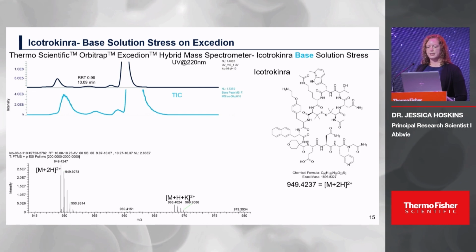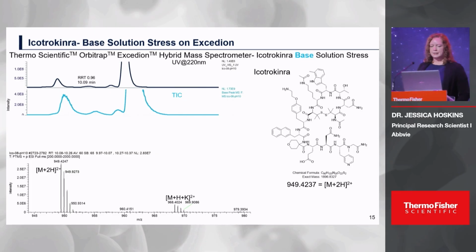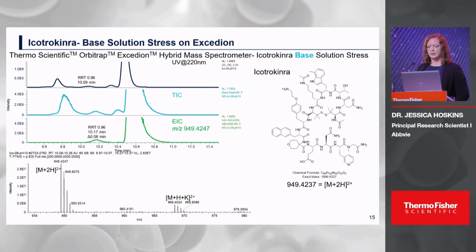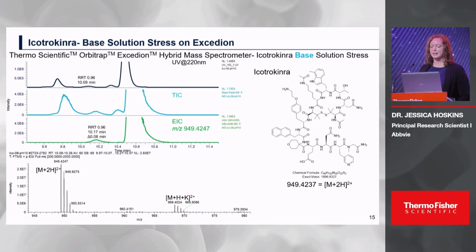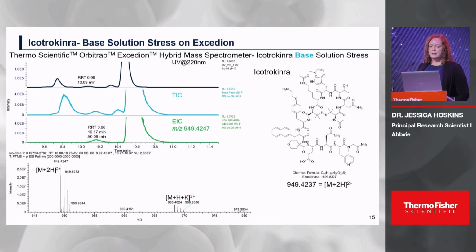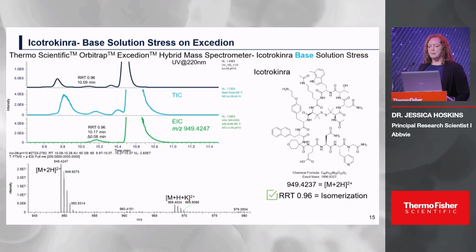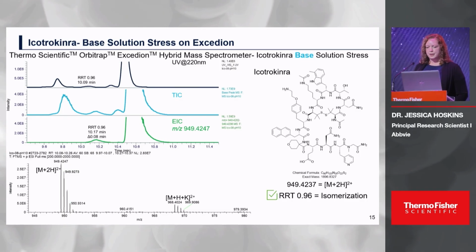So here I can look at the second peak, which is at RRT 0.96, around 10 minutes. Again, I see a doubly charged species. This time, I can look at the EIC, verify that it matches both the peak I see in the TIC and the offset from the UV. And then using the exact mass, I can be confident that this is an isomerization of the API that I'm observing.